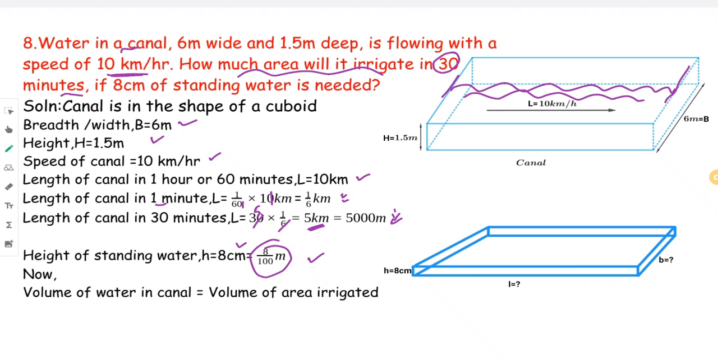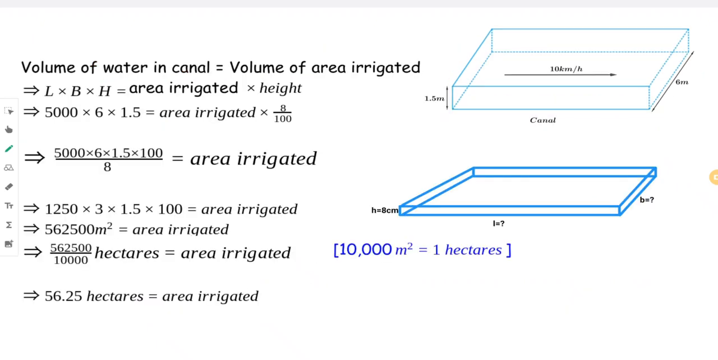Okay, now can we say that the volume of water in a canal is equal to the volume of area irrigated? Because remember, the water from here, we're just putting it back here, right? Again, same thing, that means the volume of water in a canal should be equal to the volume of the area irrigated. And remember, even this is in the form of a cuboid again. So let's do it here. I'm writing down volume of water in a canal, like I said, the shape is a cuboid, right? Length into breadth into height.